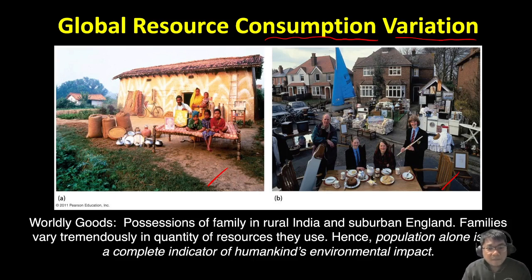But anyway, the reason why I would like to show you this is because it actually shows a contrast between how families who live in different regions would have a different consumption rate, okay, or different consumption pattern. So, for example, here are possessions of a family in rural India and suburban England. It varies a lot, as you can see here on the left side. We have 1, 2, 3, 4, 5, 6 people who live in this house right here, and this is all what they need in order to support their daily activities.